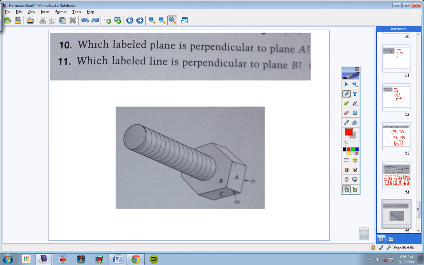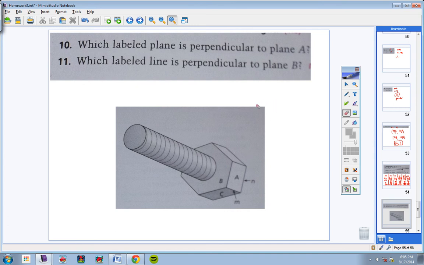However, this plane right here, this top plane B, this whole flat surface up here, it's going straight across, and this plane is going straight down. So plane B and plane A are forming a right angle right there. So which plane is perpendicular to plane A? It's going to be plane B. Plane B. It's difficult to see, but it's going to be plane B. All right?